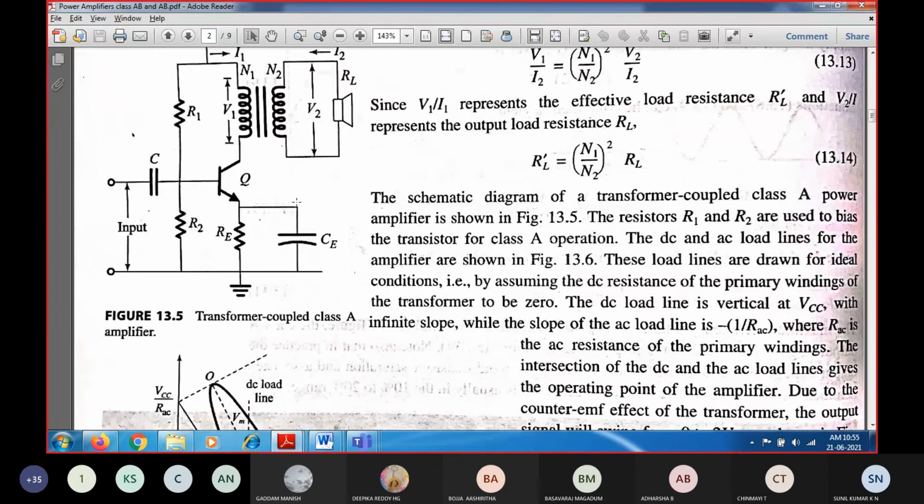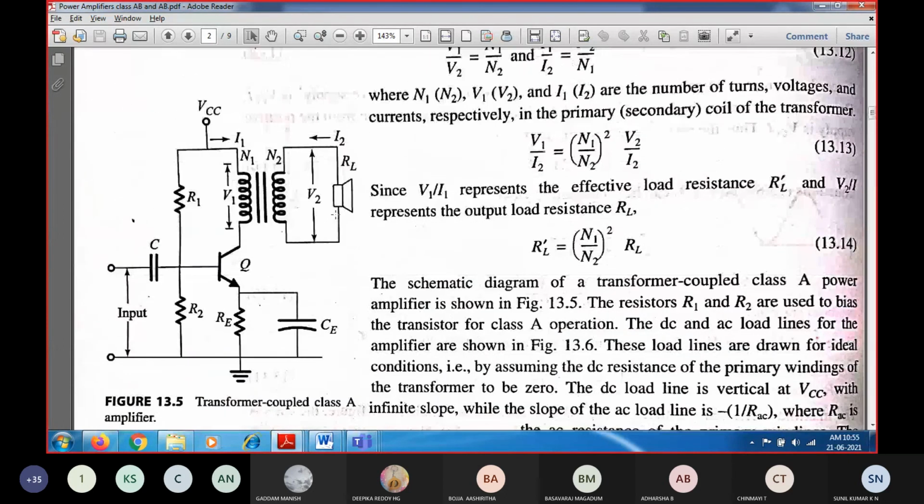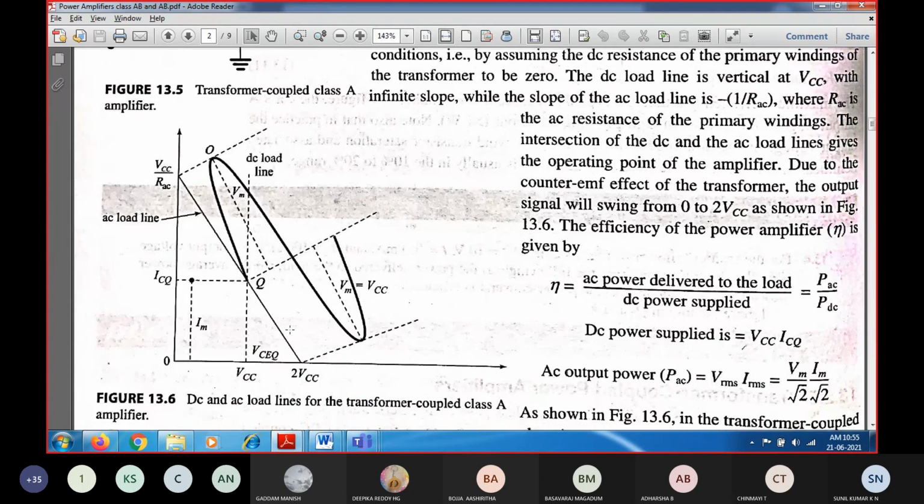For the AC load line, what will happen? For the AC load line, you are going to have VCC by RAC. This is the resistance RAC you are going to have. Because of which you can see the negative slope, and for a given sinusoidal waveform you will get a transforming action. So you are going to get the output across this. You will get the minus VCC, that is VCC by RAC. That is the operating point which is going to have a negative power supply. This is the AC load line, so you will have an AC load line over here.